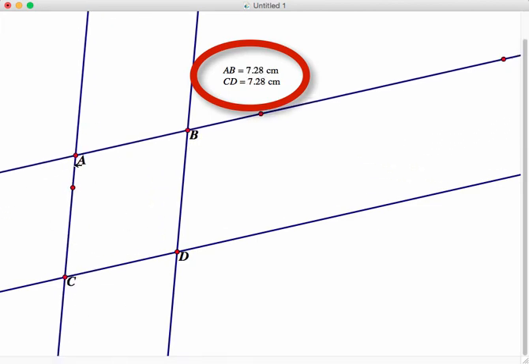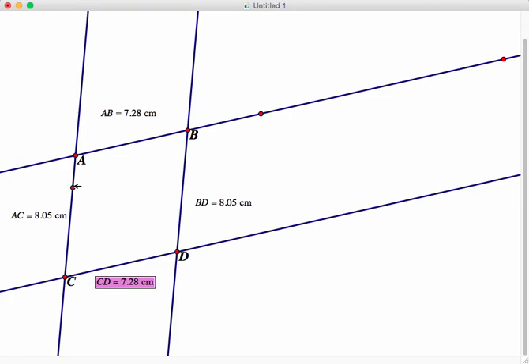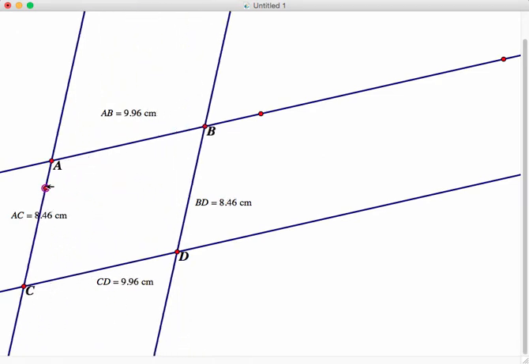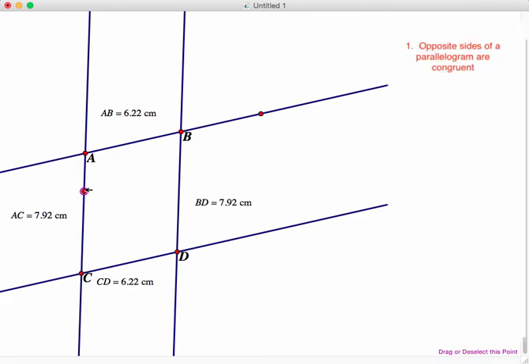And it's not just the top and bottom. If I were to measure A to C, and I find that that distance is 8.05, and then I measure from B to D, I'm going to find that that is exactly the same. So no matter what happens, these opposite sides are going to be the same. Whether I shrink this and make a new parallelogram there, almost looks like a rectangle, or I make it bigger, those sides opposite each other are always going to stay congruent. So that's property number 1. The opposite sides of a parallelogram are always congruent.